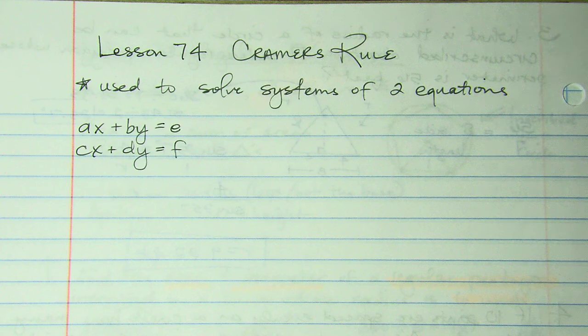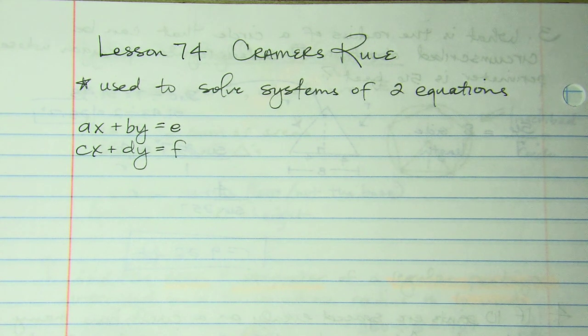We are going to be covering lesson 74, Cramer's rule. And Cramer's rule is another method to solving systems of equations. It is in the Algebra 2 book, but I'm not sure if we covered that last year. We might have skipped it because of COVID, but I'm going to introduce Cramer's rule.